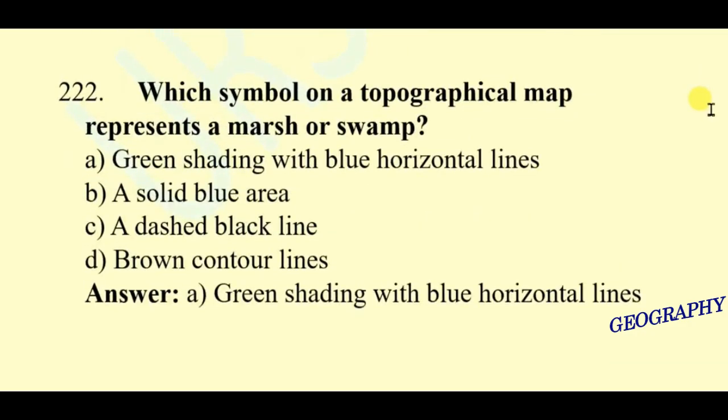Question 222. Which symbol on a topographical map represents a marsh or swamp? Green shading with blue horizontal lines, a solid blue line, a dashed black line, brown contour lines. Here the right answer will be green shading with blue horizontal lines.